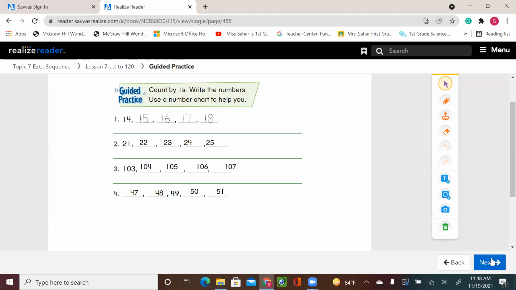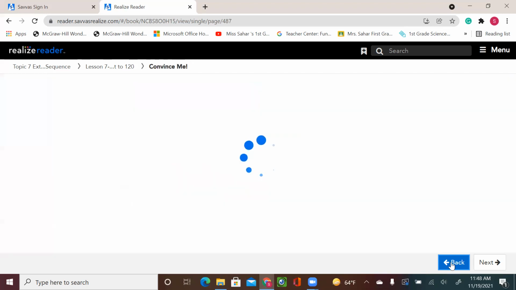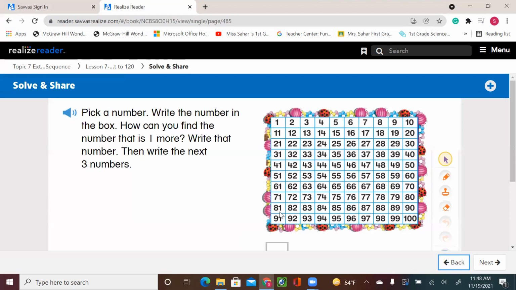All right, let's go to the first exercise we have and see what we have. Pick a number, write the number in the box. How can you find the number that is 1 more? Write that number, then write the next 3 numbers. So you can choose anything you like. So let's say I have my 100 chart here, and I need to put in a box 1 number, and then I count on.